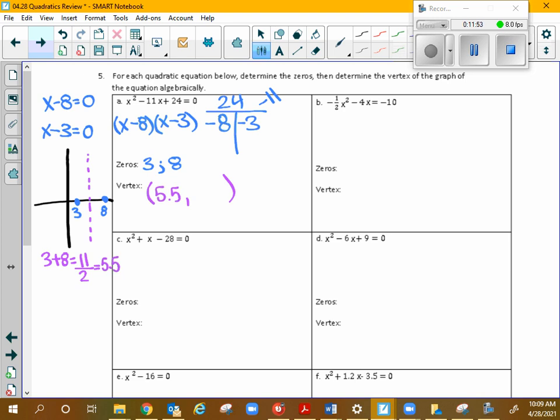How would I find the rest of it? Plug it in the x. I would plug it into your factored form. It's going to be a lot easier. So if I have 5.5 minus 8 times 5.5 minus 3, you can just plug it entirely into your calculator like that. What, Jason? Negative 6.25.